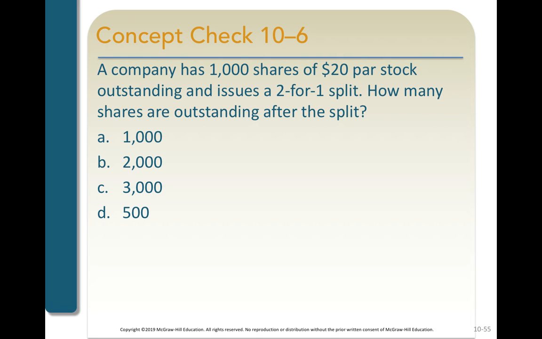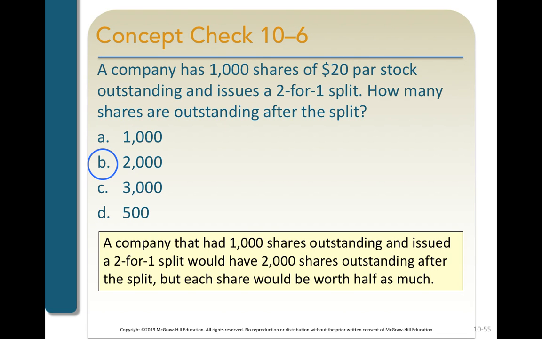So let's look at a concept check. A company has 1,000 shares of $20 par stock outstanding and issues a 2-for-1 split. How many shares are outstanding after the split? If you chose B, you are correct. Now, if a company has 1,000 shares outstanding and they issue a 2-for-1 split, they would have 2,000 shares outstanding after the split, but each share would be worth about half as much.